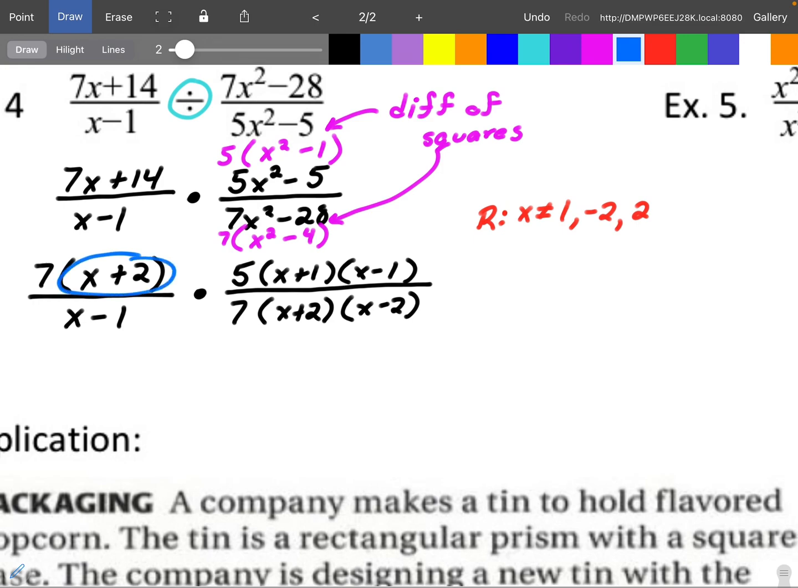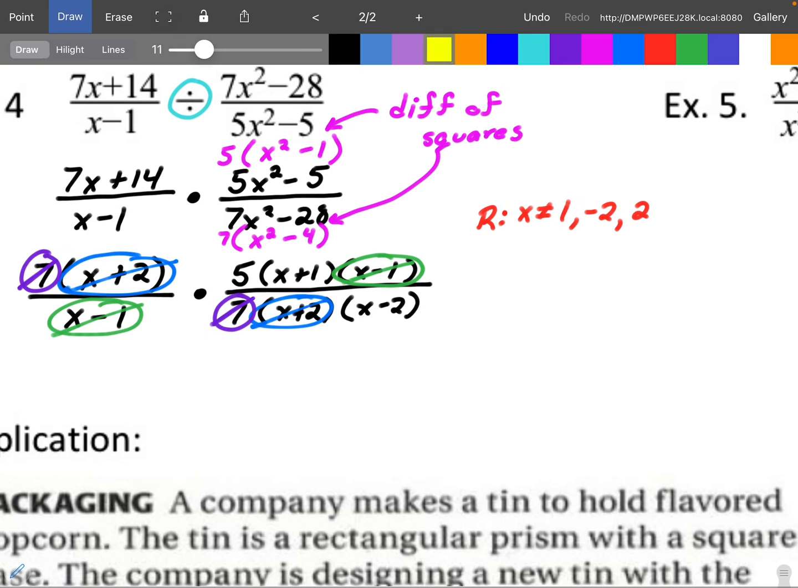So we said that we had x plus 2, top and bottom. Those cancel. We have x minus 1 on top and bottom. So those cancel. And then those are the only factors that are the same. However, I do have a 7 on top and bottom that not only will simplify, but they're identical. So they completely simplify each other out. 7 divided by 7 is 1, so they're gone.